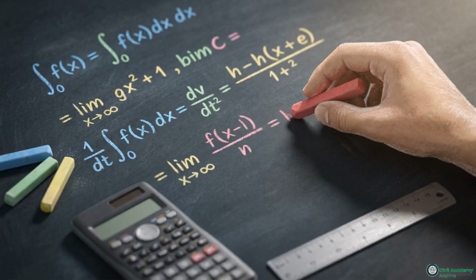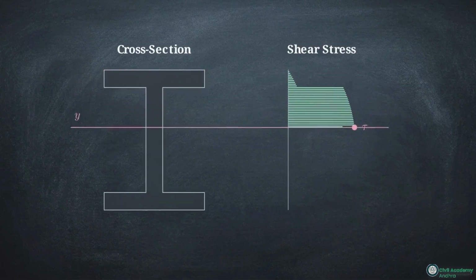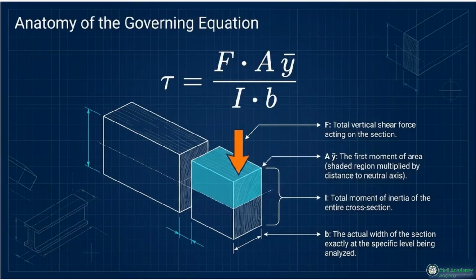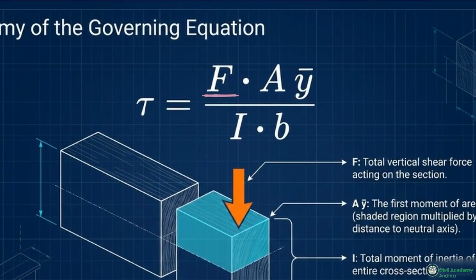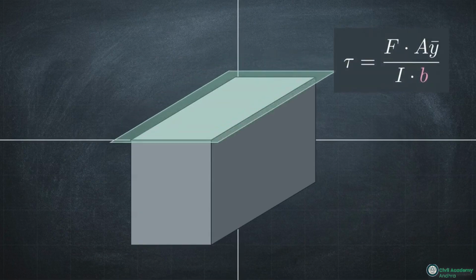To engineer a beam safely, we must calculate the exact magnitude of these internal sliding forces at every level from the top of the section to the bottom. The governing shear stress equation, tau equals F times AY bar over I times B, provides the mathematical framework. For any vertical cross-section, two variables are fixed: total vertical shear force, F, and total moment of inertia, I. The stress output depends on two dynamic variables.